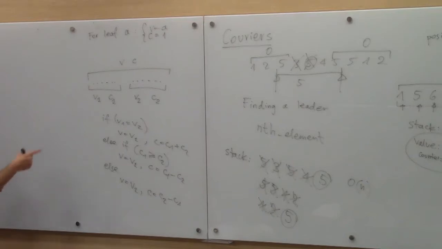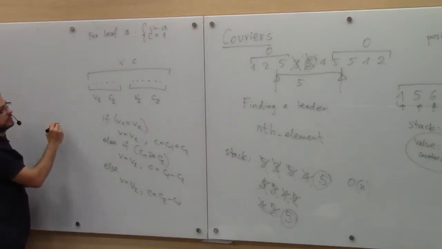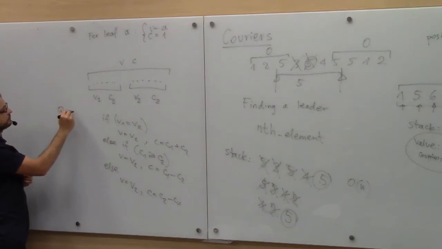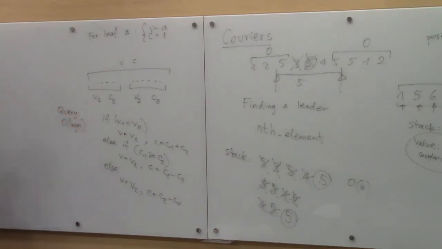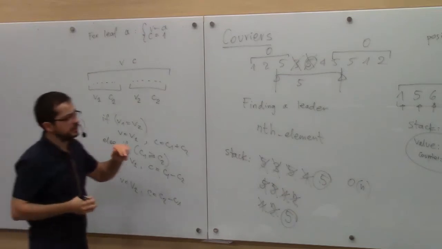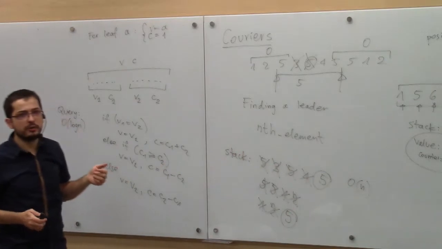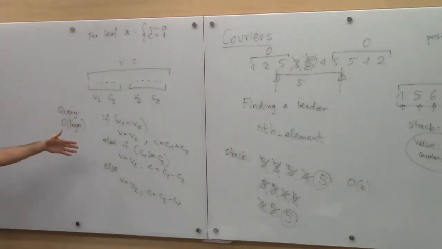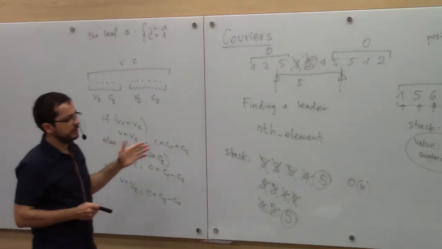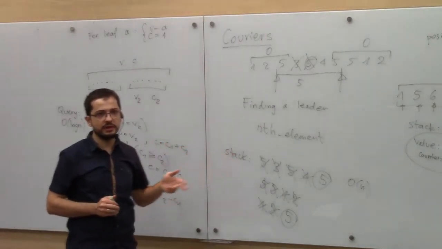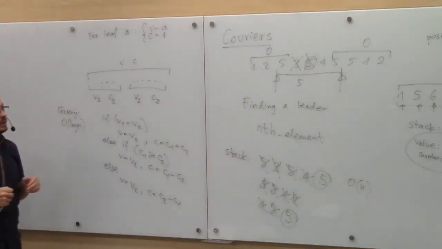So for each query we will take logarithmic time, and then we still need logarithmic time for actually verifying whether this candidate which we have here is the real leader in the sequence. Okay, so this is one approach to this problem.